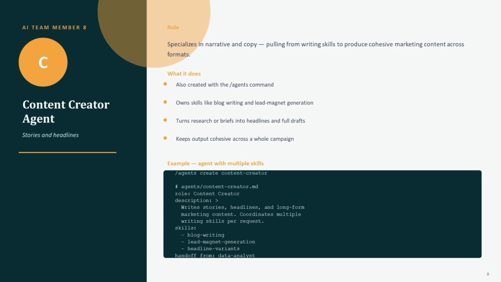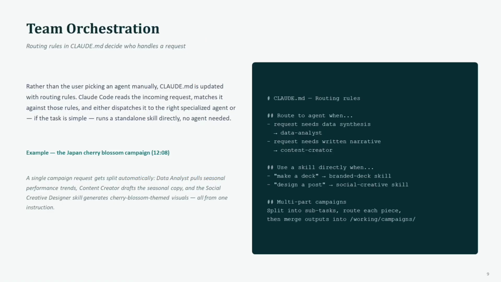For example, I have created it with multiple skills such as writing story, headline, and long-form marketing content. The skills I have written are blog writing, lead generation, and headline variation. But if you want more skills, you can add more skills. It totally depends on your agent.